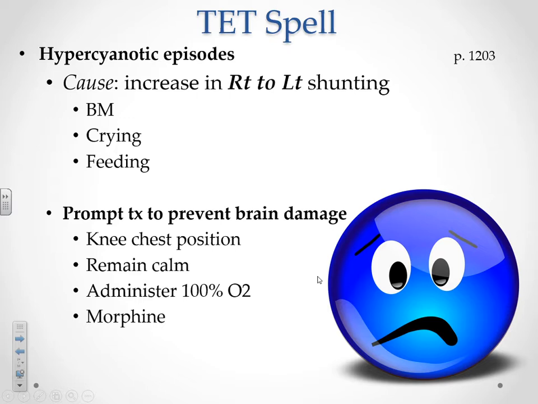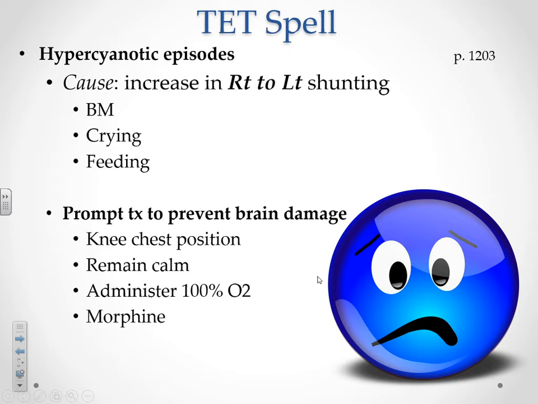So the problem with tetralogy of Fallot is that you have an increase in the right side pressure, which is shunting the blood from the right side of the heart to the left side of the heart. That means it's shunting unoxygenated blood over to the left side. So you have a hypercyanotic spell anytime there's an increase in pressure, even more so on the right side of the heart. Examples of that are when the child's having a BM.